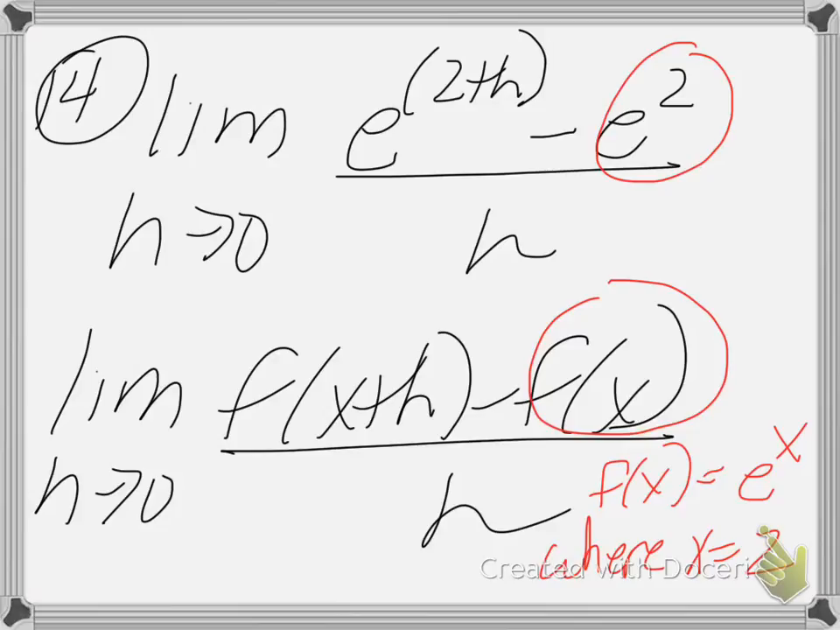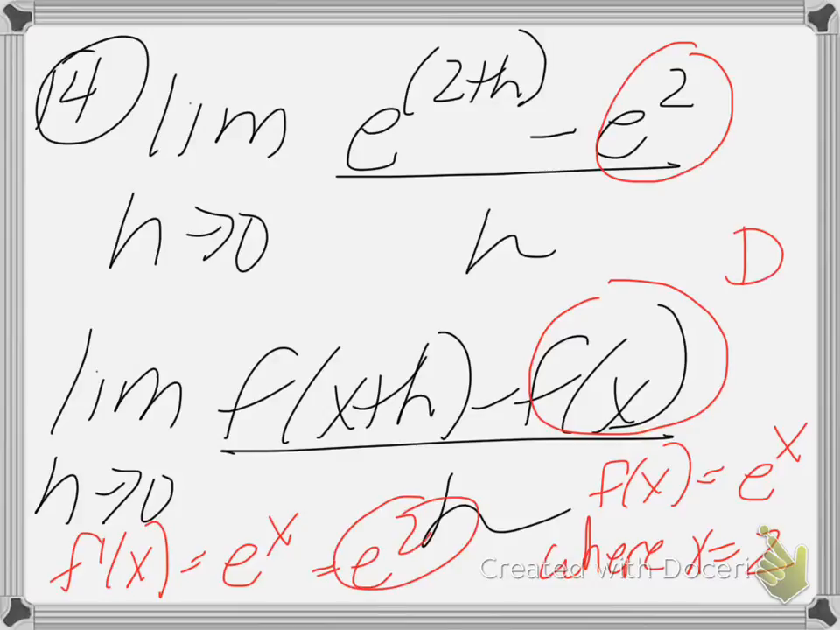So now that you know that f of x, the original, was e to the x, then you just have to find the derivative of that, which is e to the x, but don't forget that x is really 2, so you're going to get e to the 2, and that was choice D.